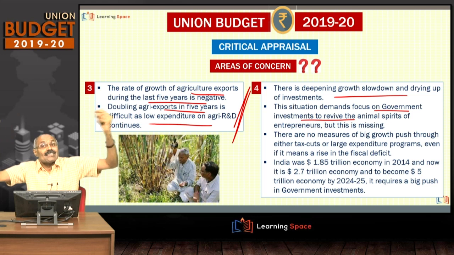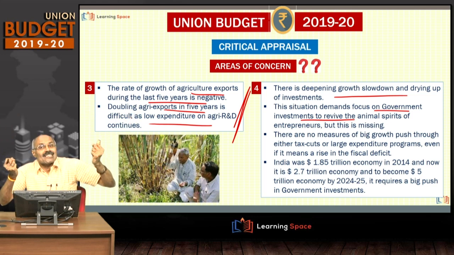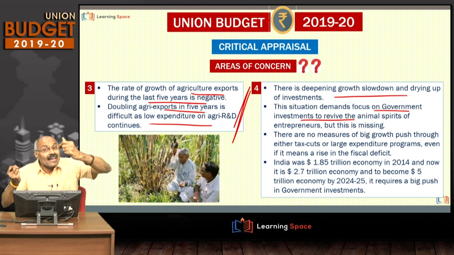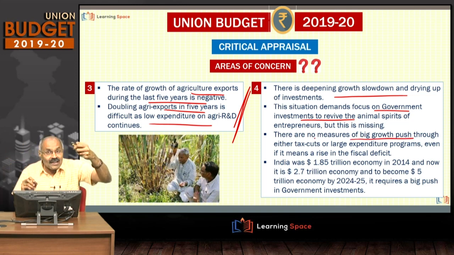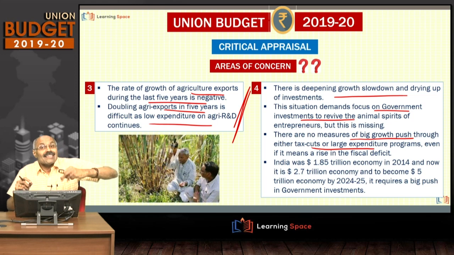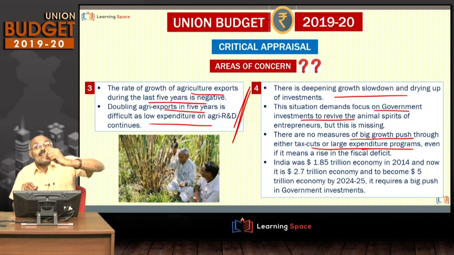After that, it crowds in private investment. But government efforts are not in that direction, and government is relying more on the private sector. Right? So there are no measures of big growth push. Under these circumstances, big growth push is through either tax cuts or large expenditure programs. But government is not going for either of these.